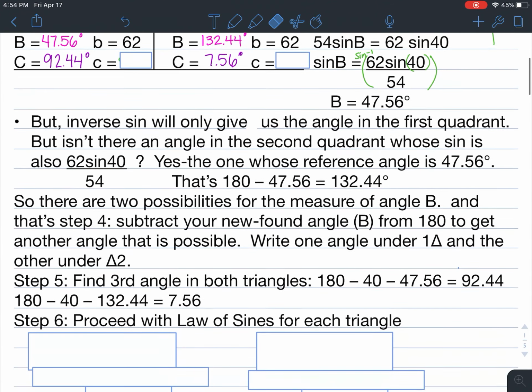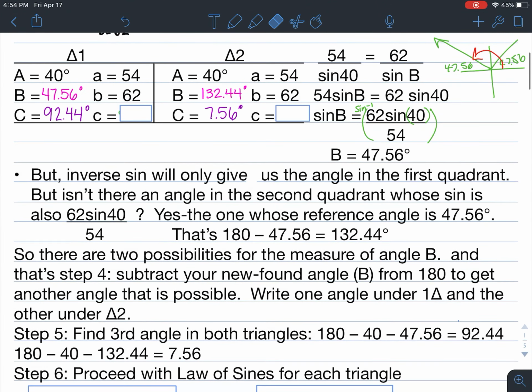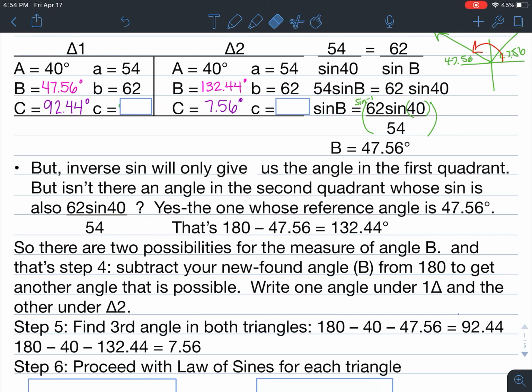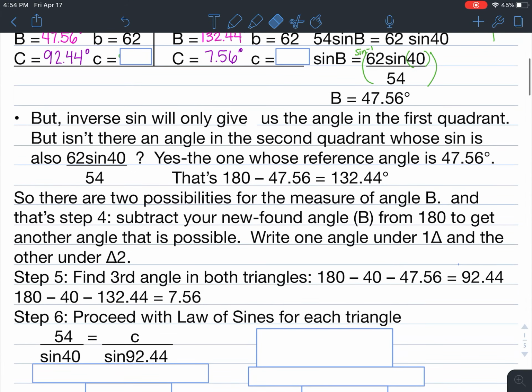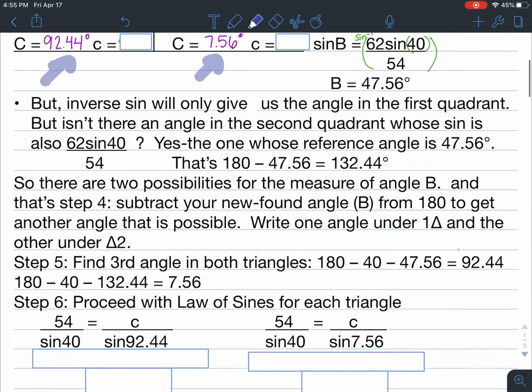Okay, so now we go forth with the law of sines again for each triangle. I suggest using the given pair. So we're going to use 54 over sine 40. So 54 over sine 40 for the first triangle will be side c over sine 92.44, as you can see up here. And for the second triangle, it will be 54 over sine 40 equals c over sine of 7.56, this triangle.